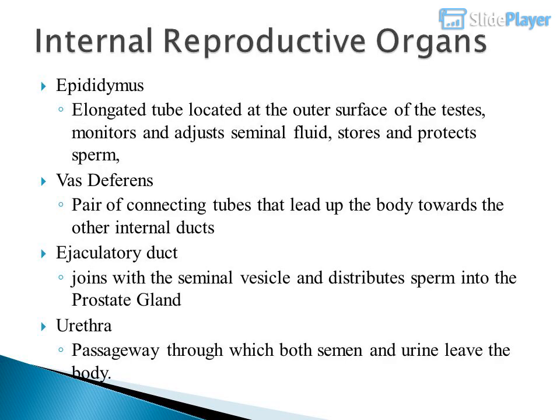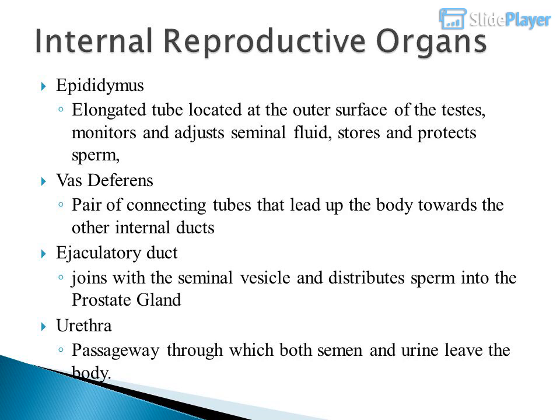Internal reproductive organs. Epididymis: an elongated tube located at the outer surface of the testes, monitors and adjusts seminal fluid, stores and protects sperm. Vas efferens: a pair of connecting tubes that lead up the body towards the other internal ducts. Ejaculatory duct: joins with the seminal vesicle and distributes sperm into the prostate gland. Urethra: passageway through which both semen and urine leave the body.